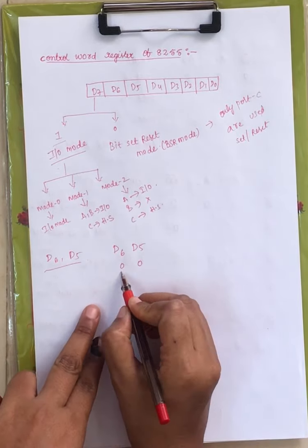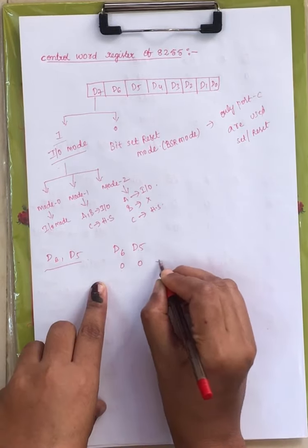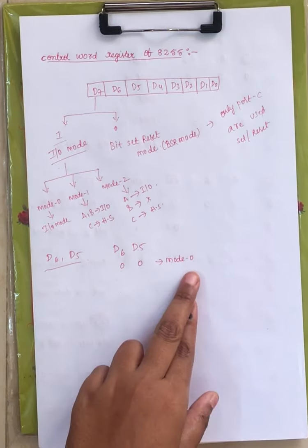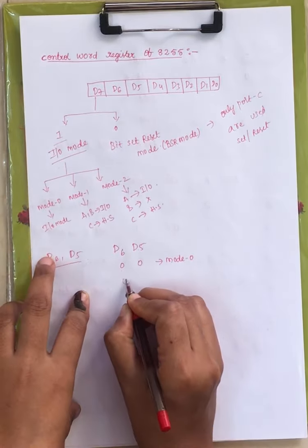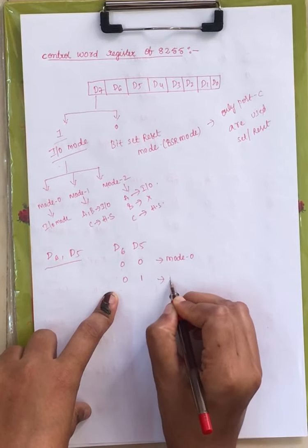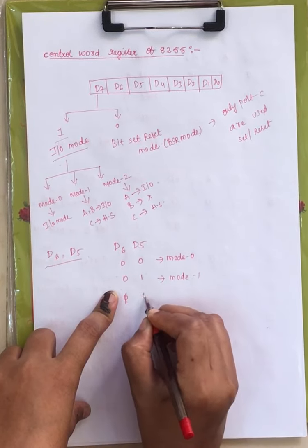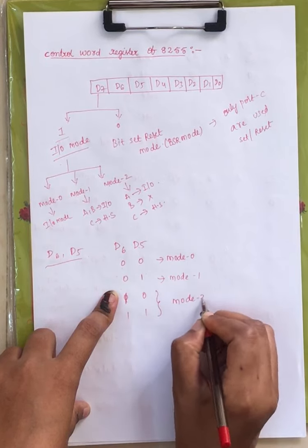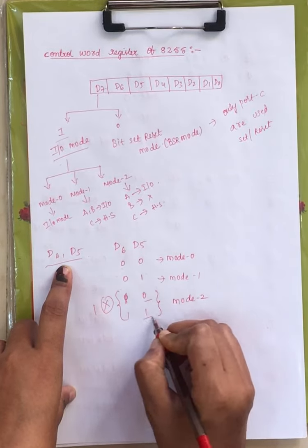Now when D6 bit is 0 and D5 bit is 0, this indicates 8255 is operating under mode 0. For this particular mode 0, D7 should be 1. When D6 bit is 0 and D5 bit is 1, it indicates it is operating under mode 1. For 1 0 as well as 1 1, it is operating under mode 2. This I can represent as 1 don't care. This don't care may be either 0 or 1.